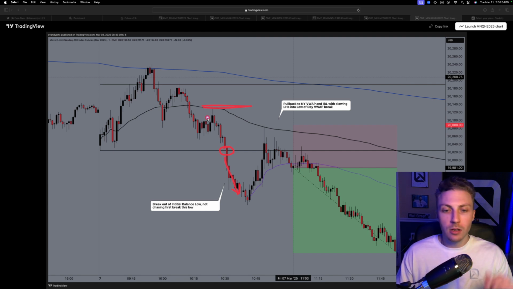So let it go. Let it go without me. See if we could pull back and sellers defend. What do they exactly do? Well, buyers try to push us up to the New York VWAP. Sellers put it right back down. Still making these lower highs.